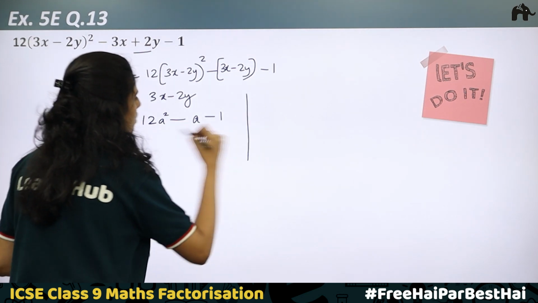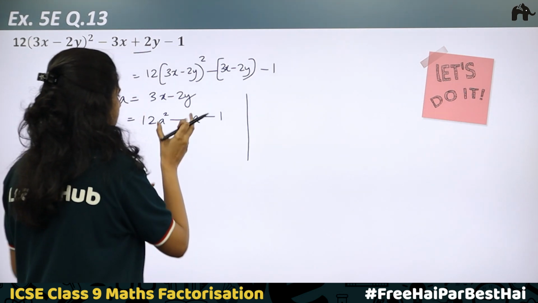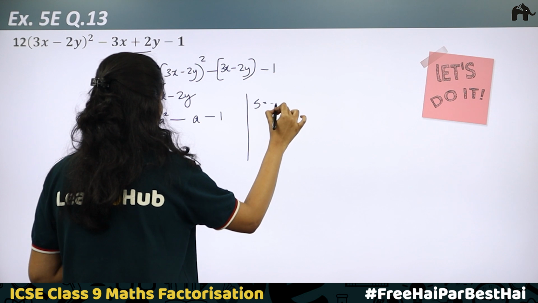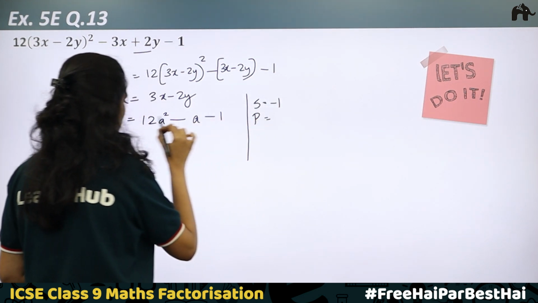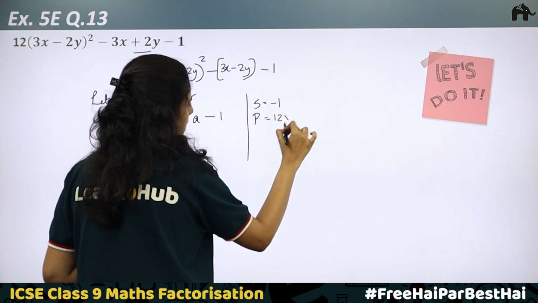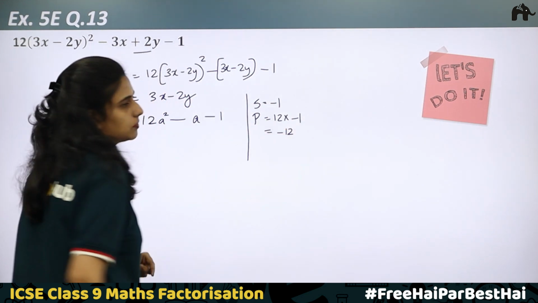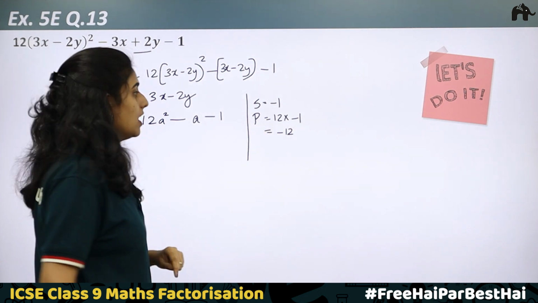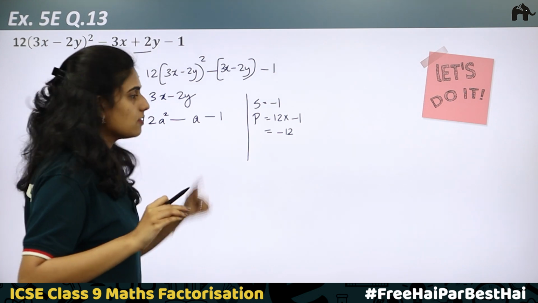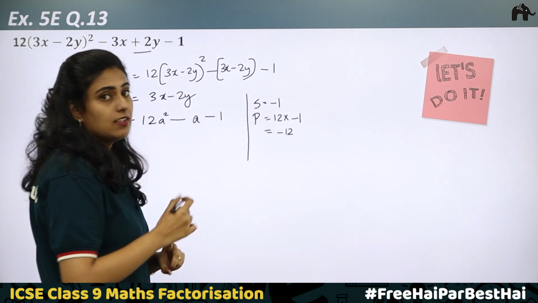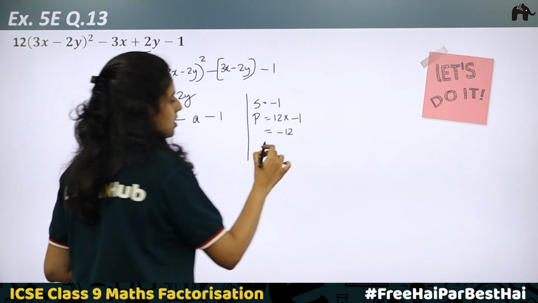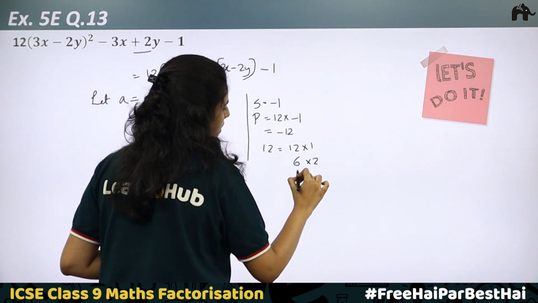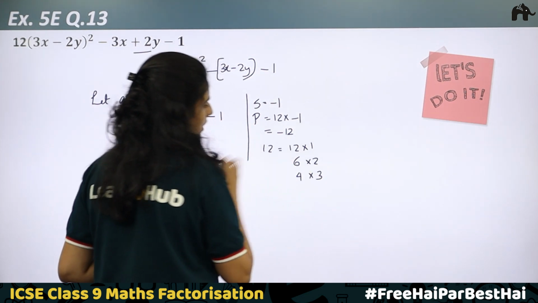Now, to factorize, we need to do the splitting middle term method. So here sum should be equal to minus 1. Product should be equal to a into c, that is 12 into minus 1, which is equal to minus 12. Okay. Sum minus 1. Product minus 12. Product is negative means one number should be negative. Sum is negative, the greater number chosen should be negative. Okay, so what is 12? 12 is equal to 12 into 1, 6 into 2, 4 into 3.